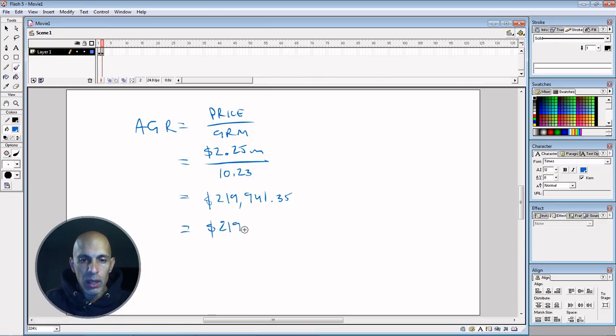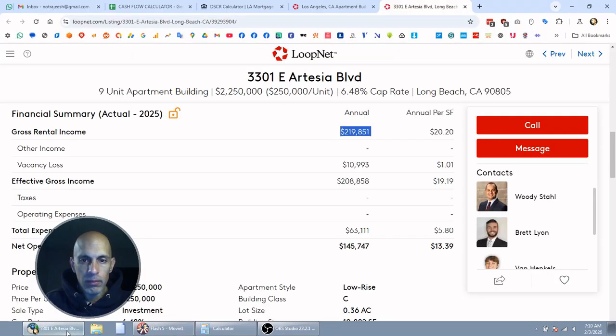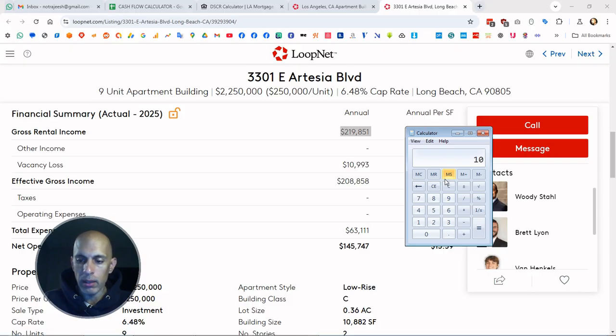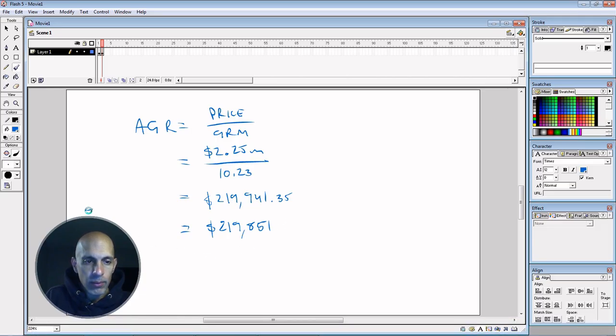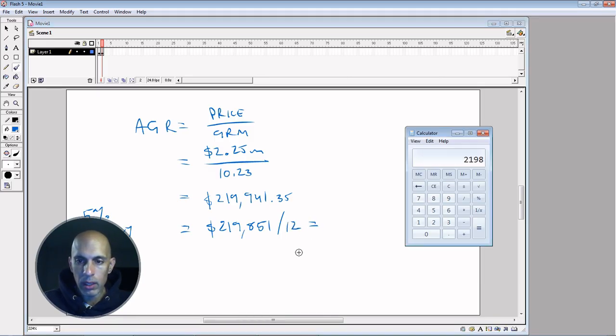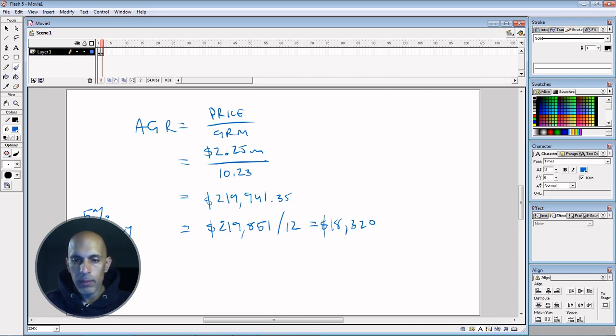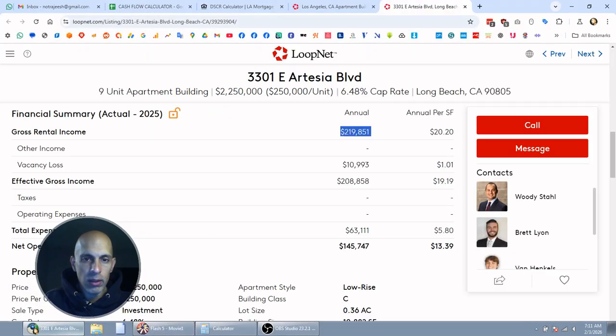219,851. And let's see what this is as a percentage to figure out the vacancy loss. 993 divided by 219,851 times 100. So they're using 5% vacancy loss. So I can put that into my calculator pretty easily, and I'll notate it here, 5% vacancy loss. Okay, so if I were to divide this by 12, I would get 219,851 divided by 12 is 18,320.92 per month. Okay, so let's start punching in these numbers.